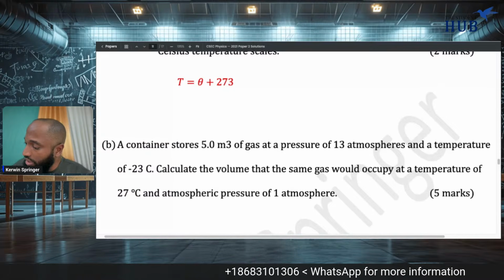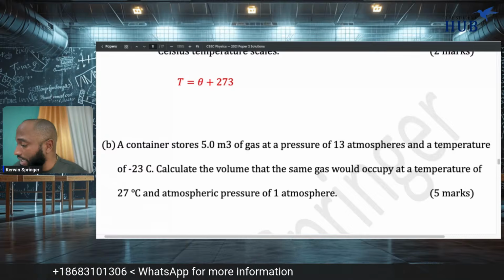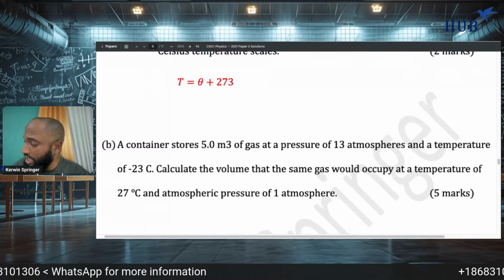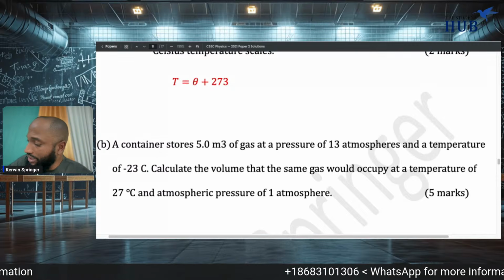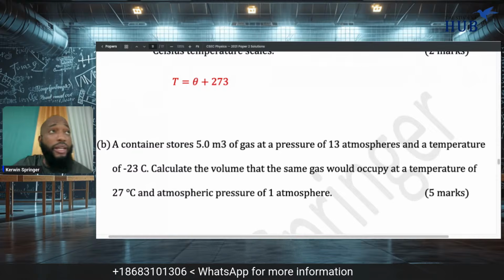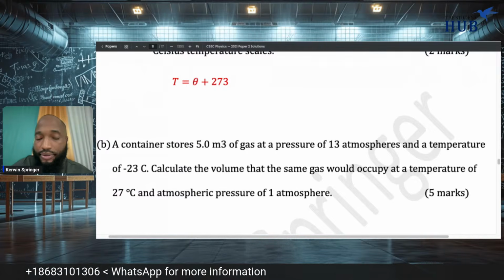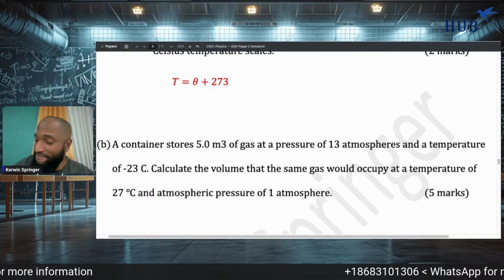So a container stores 5 meter cube of gas at a pressure of 13 atmospheres and a temperature of -23. Calculate the volume. Now the same gas, well, like free marks. Everybody get the answer already? Yes, sir. What is it? I got 78 meter cube. 78 meter cube.